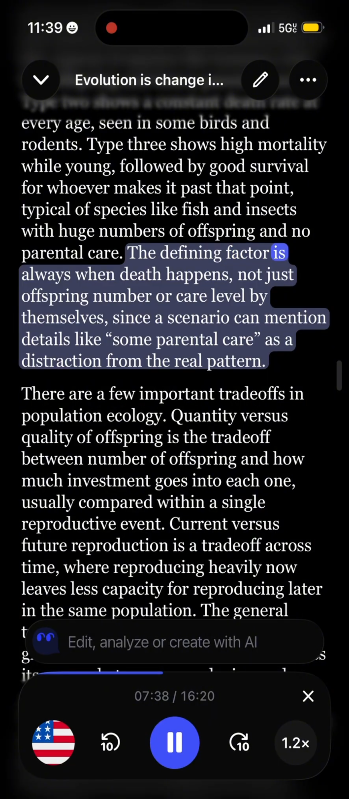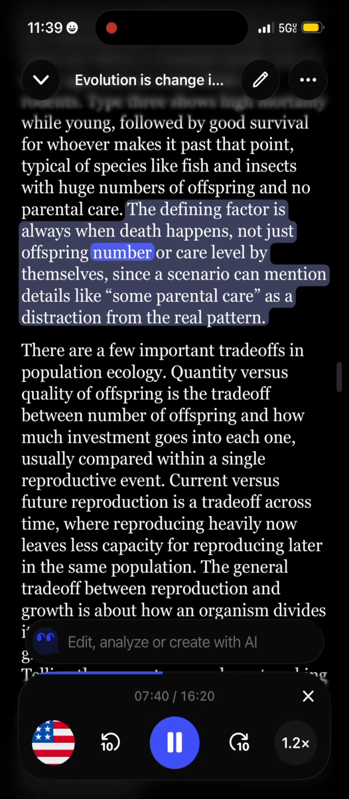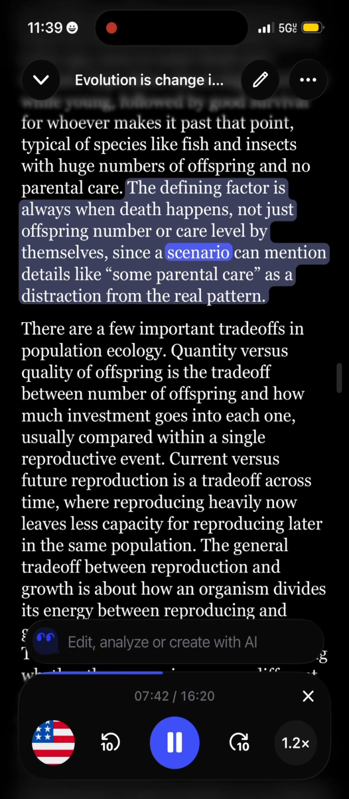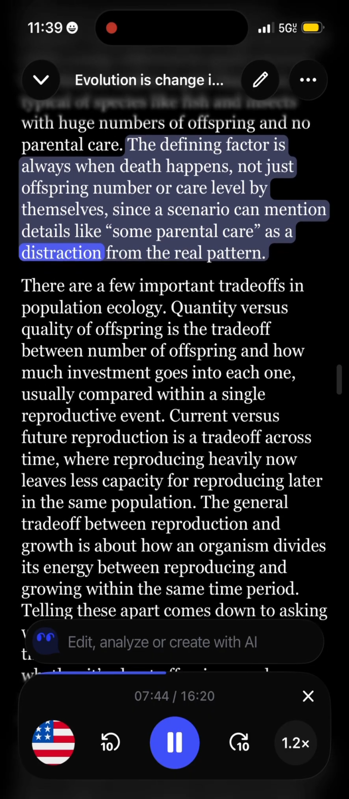The defining factor is always when death happens, not just offspring number or care level by themselves, since a scenario can mention details like some parental care as a distraction from the real pattern.